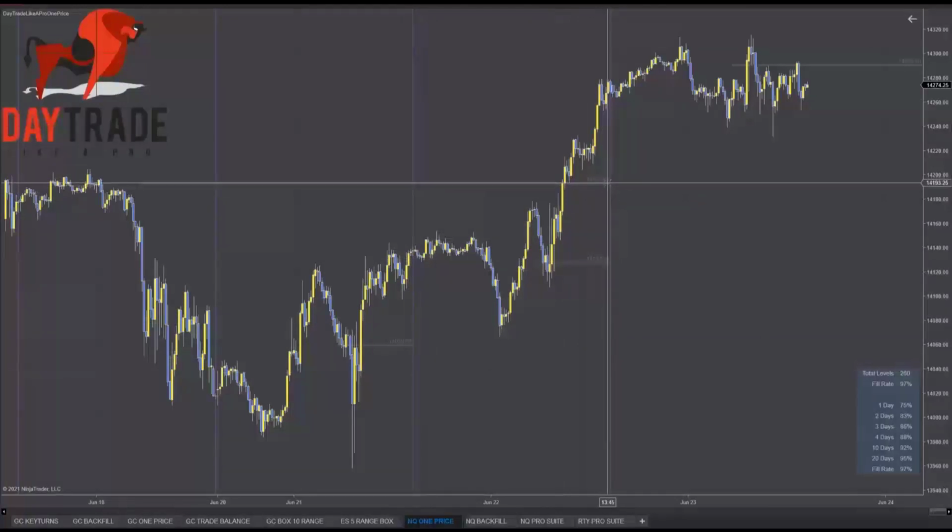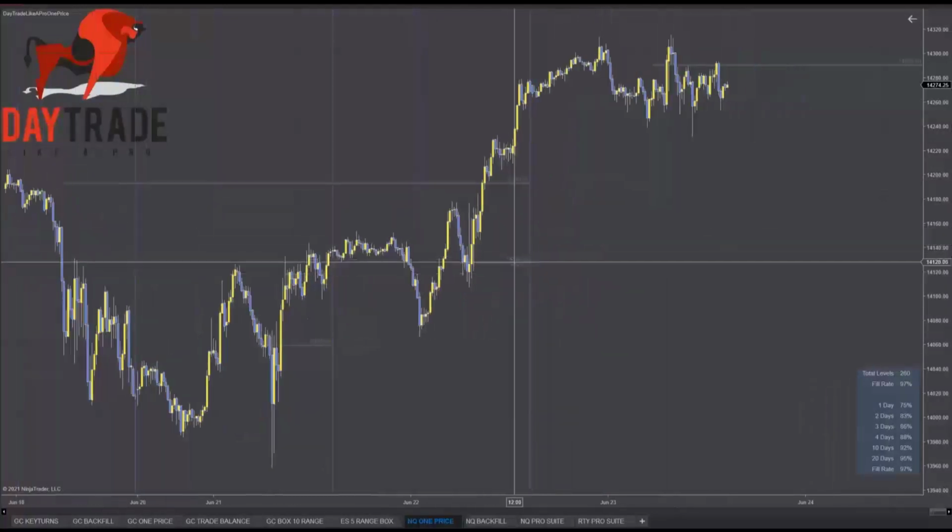And then look at this huge range. So when you get these really big ranges here, what does it tell you?